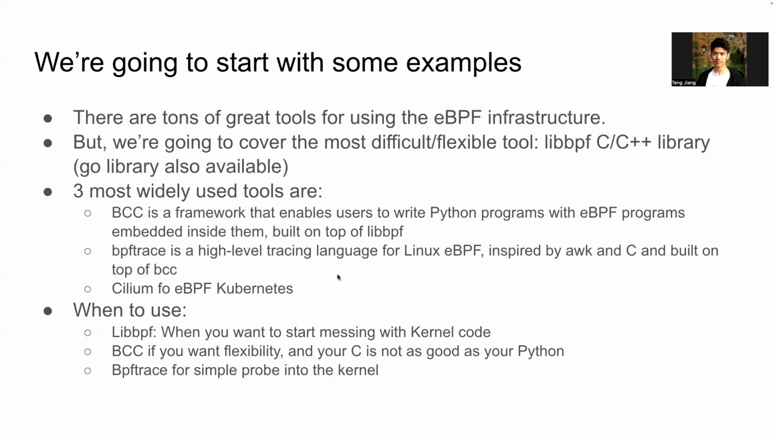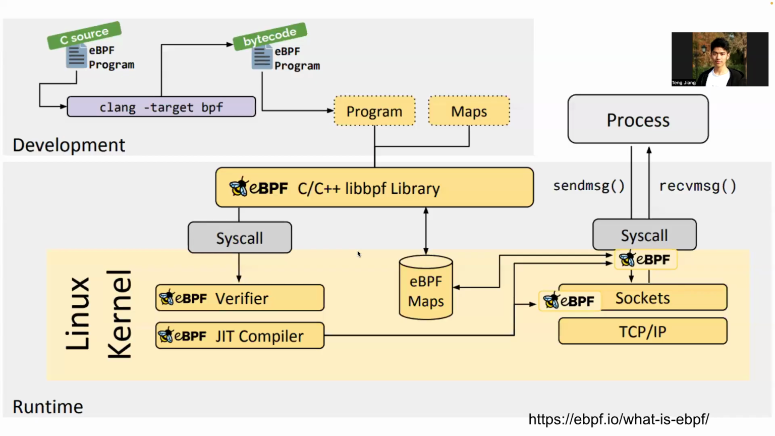Cool. So I put this graph here because I want to illustrate that we have already seen this part of the program: it being compiled, being loaded, interacting with the maps. How does the user interact with it? That's what we're going to talk about. It's with the C++ libbpf library, which is also available in Go.